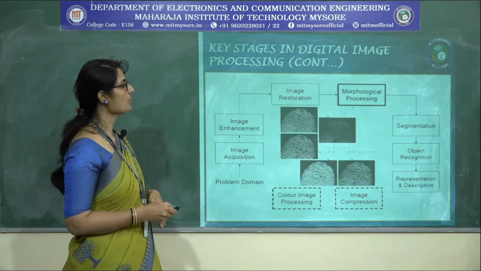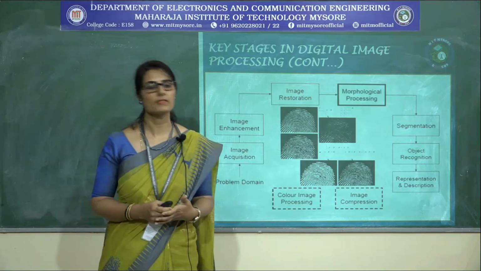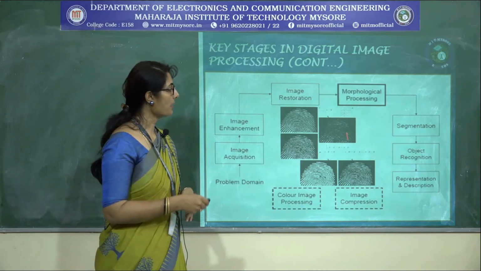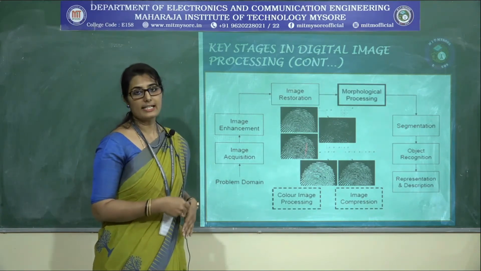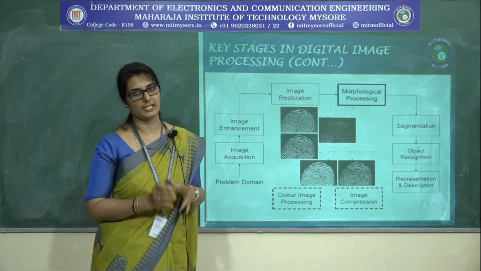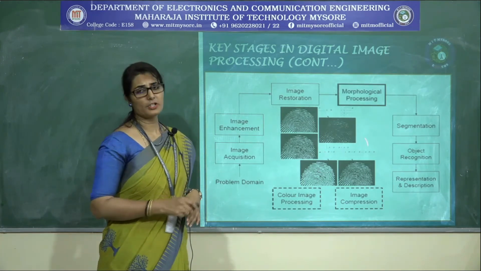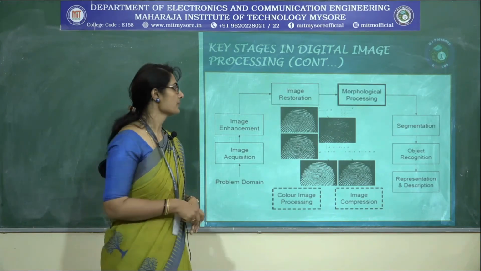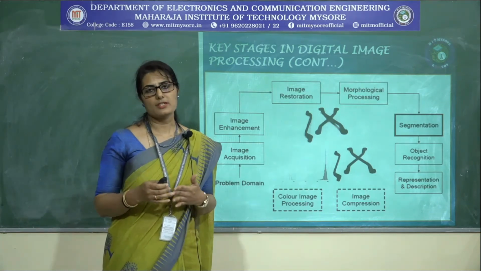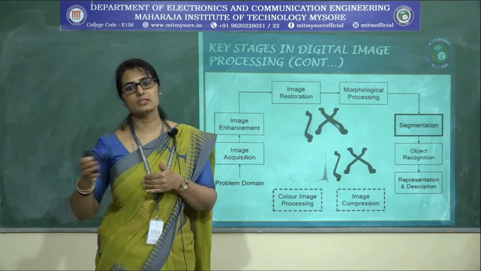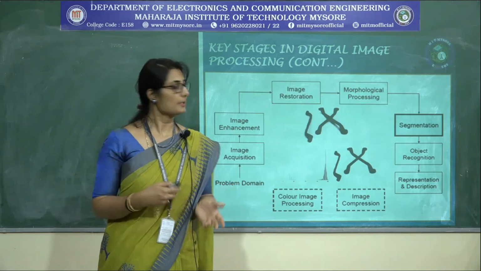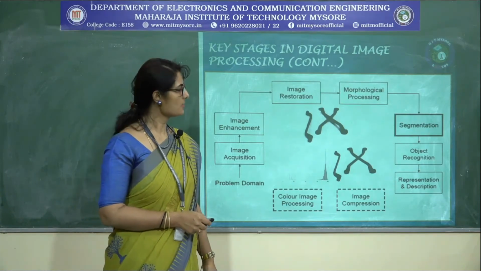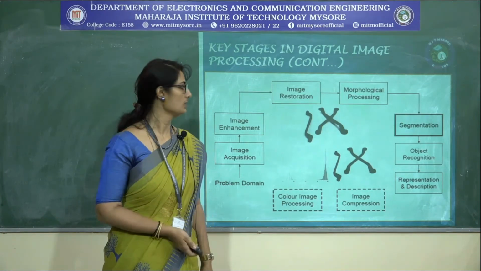Next is morphological processing. Morphological processing is the tools used to extract the components for representation and description of the shapes of the objects. So, there are different morphological algorithms which can be used according to the application. Segmentation is a process of partitioning an image into its constituent parts and objects. Segmentation can be categorized into two types, that is object based segmentation and region based segmentation.